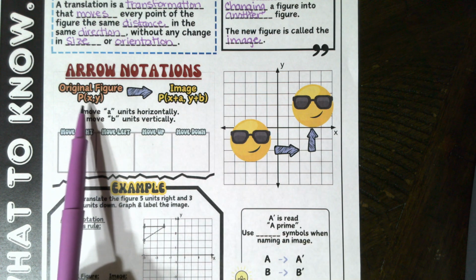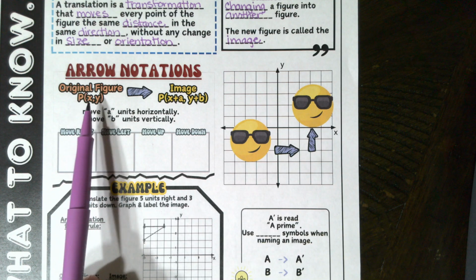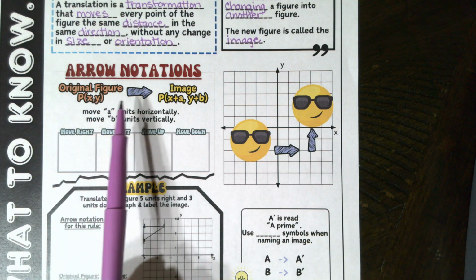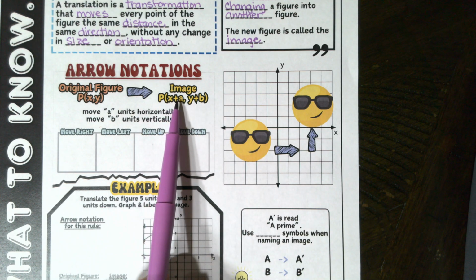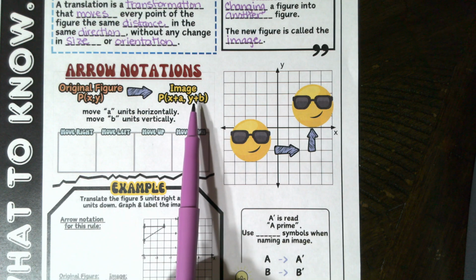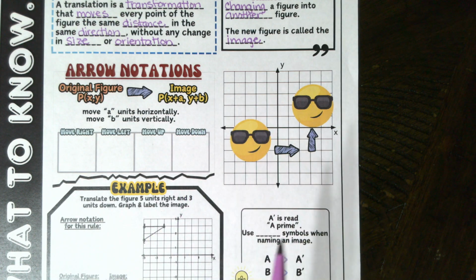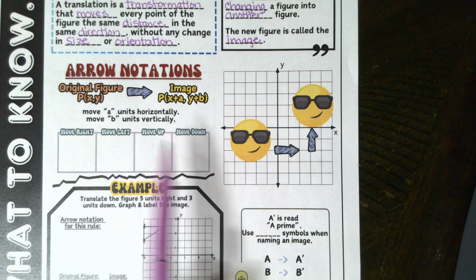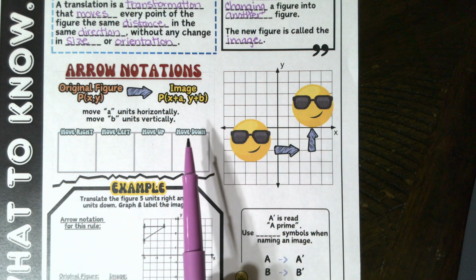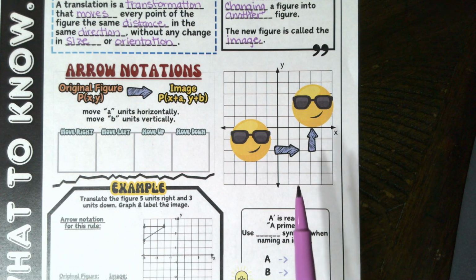So the original figure's points are just x and y. And then the image is going to be x plus a and y plus b. Those are things that you need to remember. You're going to move a units horizontally, that means left to right, and you're going to move b units vertically.